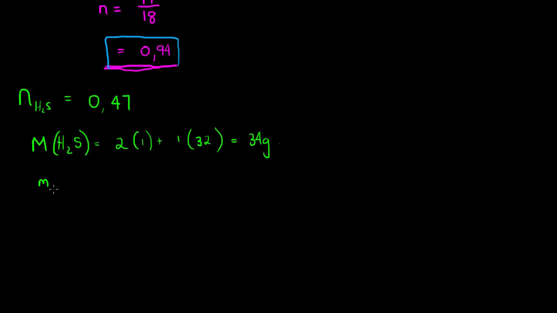Lowercase m is equal to, if you take this formula, n is equal to lowercase m over capital M, you can multiply both sides by capital M to get a formula for mass as well. So mass is moles times molecular mass, which in this case is 0.47 times 34.